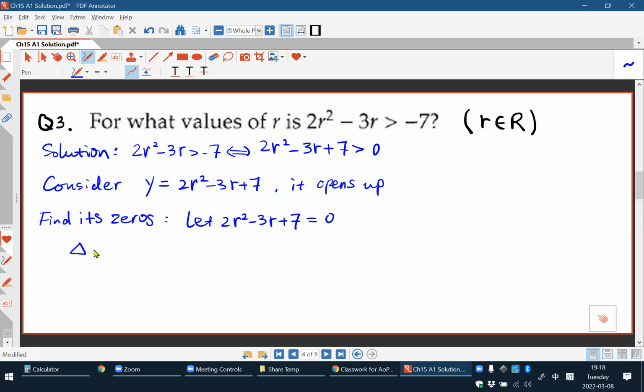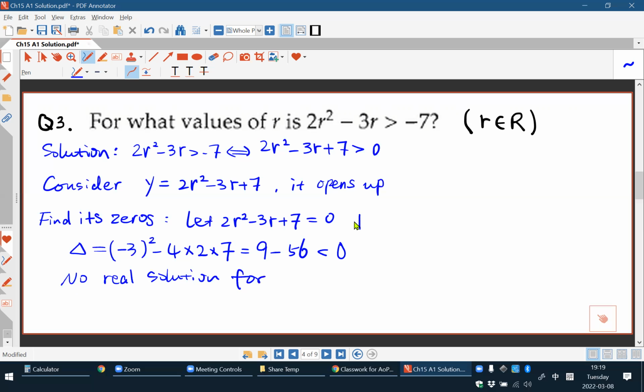So first of all, let's calculate the discriminant delta. Delta is defined as b squared minus 4ac, where c is 7. So this will give us 9 minus 56, right? And apparently this is less than 0, right? So that means no real solution for the equation. If there is no real solution, that means no zeros.